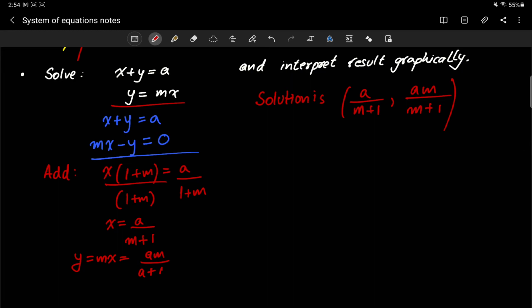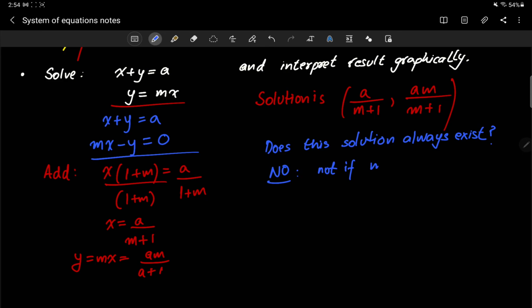Now comes the second part of this question, which is you have to be a little careful. Does this solution always exist? And the answer is no. Why? Because not if m equals -1. You should be able to answer that question. It's because the denominator becomes 0, which makes it a division by 0.